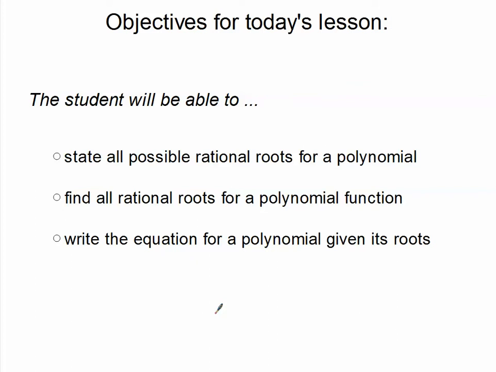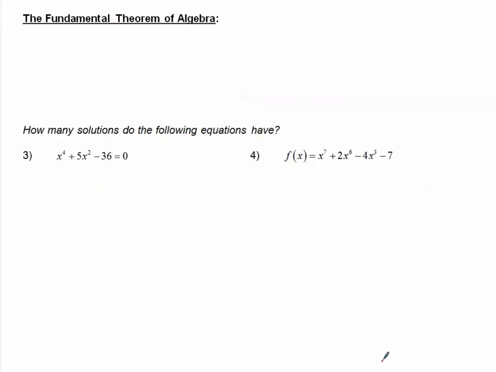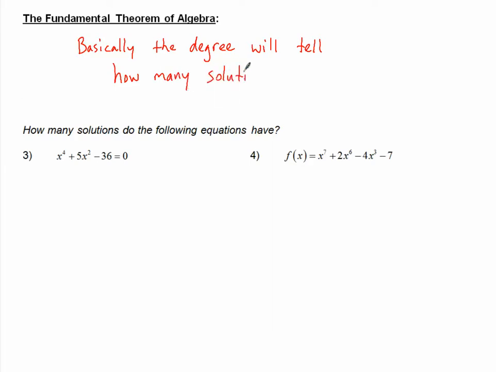In our second tutorial, we will find all rational roots for a polynomial function. So let's flip over to this, the fundamental theorem of algebra. Now, we're not going to go into the actual definition. I'm just going to give the simplified version. Basically, what this means is the degree. That's really what we're interested in. The degree will tell how many solutions exist. We're really interested in what the degree is because that'll basically tell us how many solutions our function has.